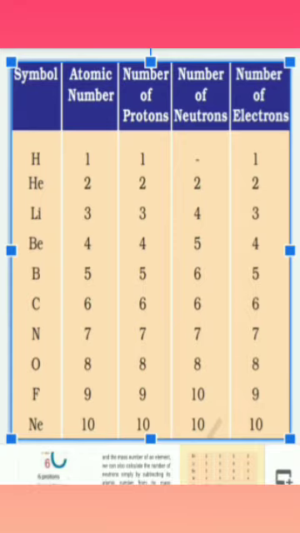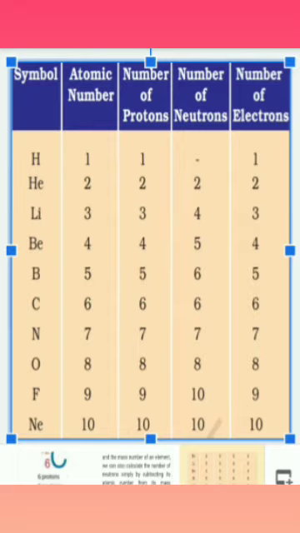And helium atomic number 2. So number of protons is 2, number of electrons 2, number of neutrons 2. So what is the atomic mass of helium? Number of protons plus number of neutrons. So atomic mass of helium is 4. And lithium, atomic number 3. So protons 3, electrons 3 and neutrons 4. Then atomic mass of lithium is 3 plus 4, equal to 7.